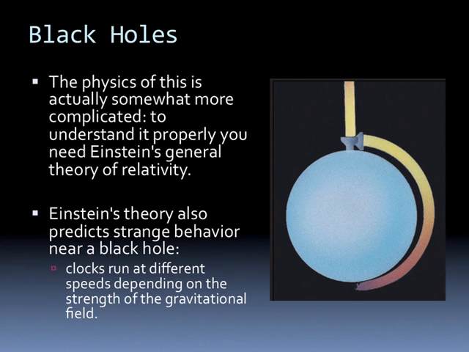Now, Einstein's theory also predicts strange behavior near a black hole, such as clocks run at different speeds depending on the strength of the gravitational field. In fact, a very accurate clock, if I had 2 clocks, one at sea level, one, let's say, in Colorado, they're actually going to run at slightly different rates. It's not that one's calibrated wrong, it's just that time moves differently depending on your gravitational field. It's something we can actually measure now.